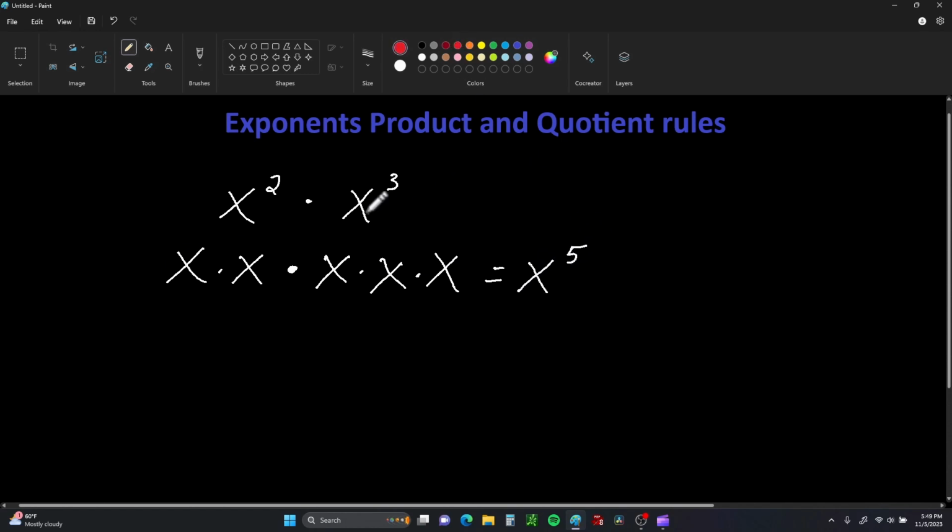And what this means is that the rule is going to be x to the n times x to the m. The answer is going to be x to the n plus m. I'm adding the exponents. Let's take a look at a couple examples.